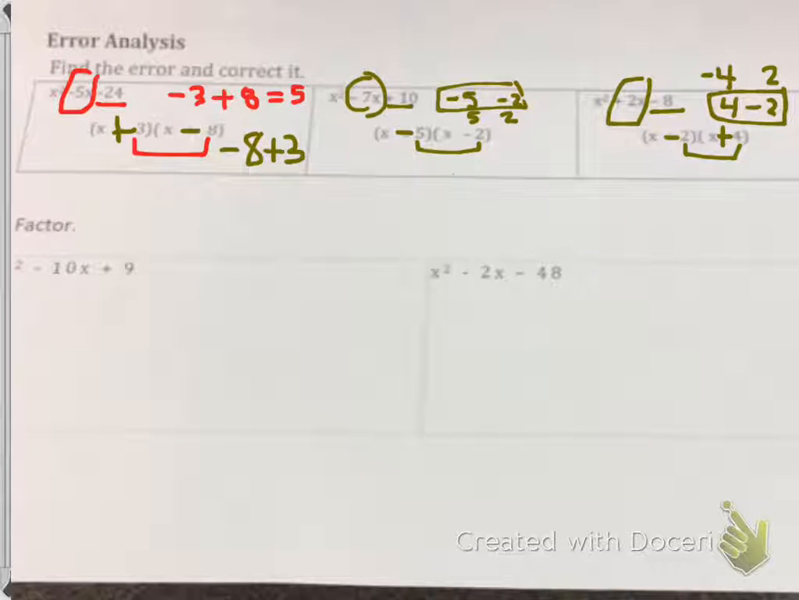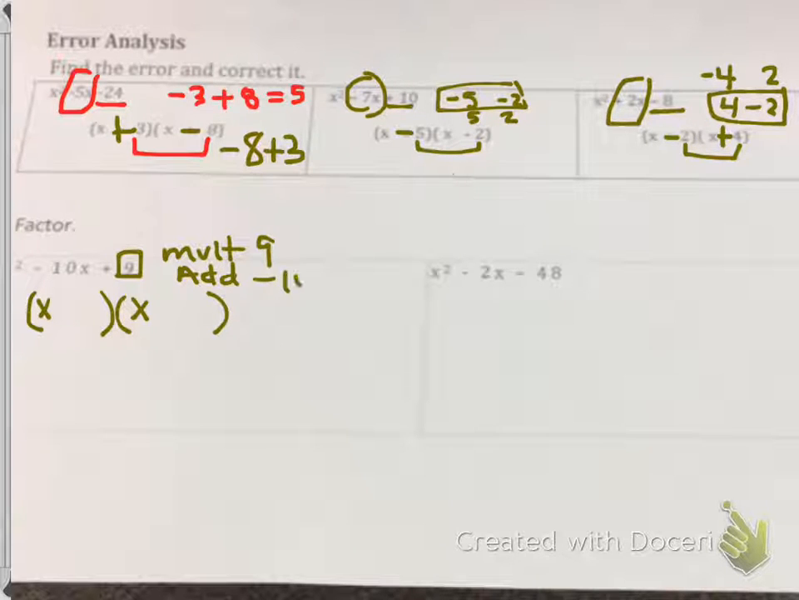Last two problems on this page we're going to do completely on our own. So we're going to set up our parentheses. How do we get that x squared? It would have to be x times x in our FOIL method. We need two numbers to multiply to be 9, and they have to add to be negative 10. So what multiplies to 9? You could have 9 and 1, or you could have negative 9 and negative 1. Which set of them add to a negative 10? It would be a minus 9 and a minus 1.